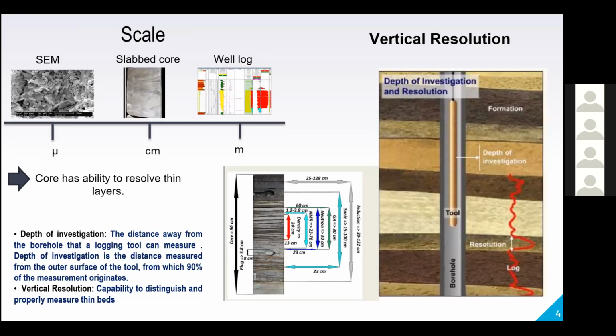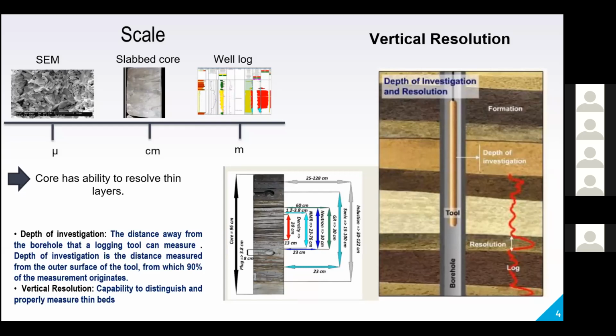Moving next to the scale and the vertical resolution. The scale of the formation evaluation starts from the micro-centimeter scale, considered in the scanning electron microscope. For the scanning electron microscope, you take the core block and put it in the microscope, and it gives you details about the micro-centimeter scale in the sample.